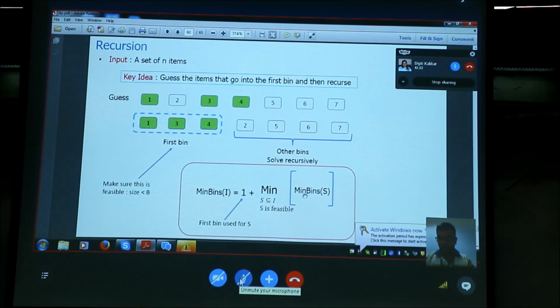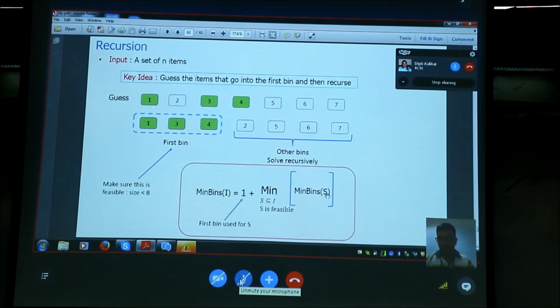Yeah. So you guess the I, make sure it's feasible, then go and recursively solve I minus S. This should read I minus S. Once you find the minimum of it, of course, we have to add a 1 to this for our first bin, right? We picked out this S to be put in the first bin. So you have to say that is the 1 bin to use, right? 1 plus that. This will be the best for this bin packing, right? This is the minimum. Okay.